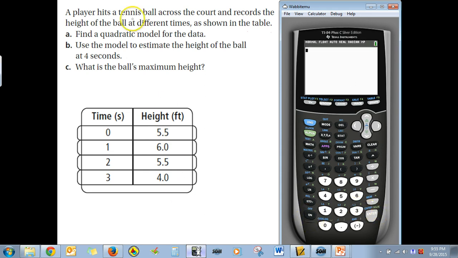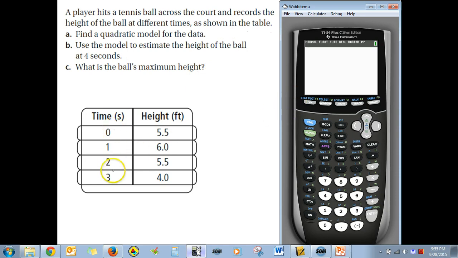Okay, so a player hits a tennis ball across the court and records the height of the ball at different times as shown in this table. At 0 seconds it was 5.5 feet. After 1 second it was 6.0 feet. So we are going to find a quadratic model for the data. We're going to use that model to estimate the height of the ball at 4 seconds, and we're going to find the maximum height of the ball.